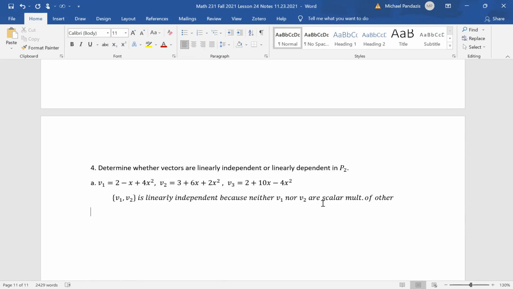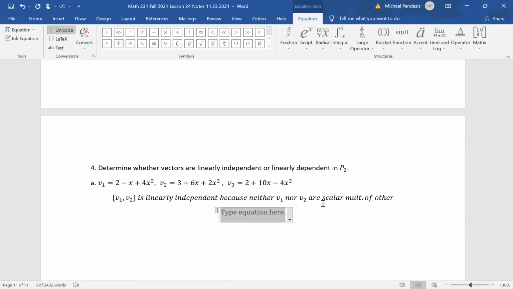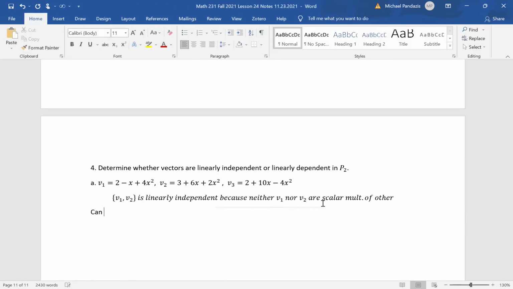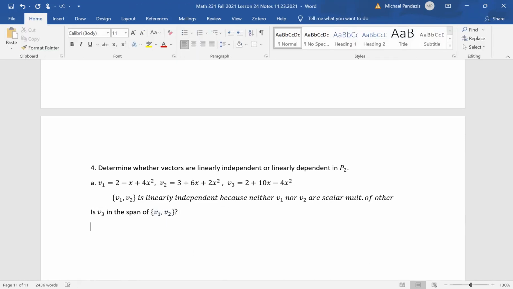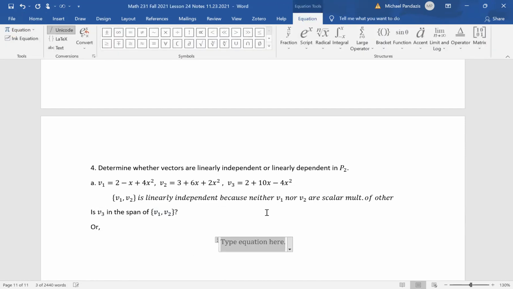Okay. And now the question is the set containing all three linearly independent or linearly dependent? So the question is, is V3 in the span of the set V1, V2? Or correspondingly, you could ask, can I express V3 as a linear combination of V1 and V2? Okay, so is there some solution to that equation?